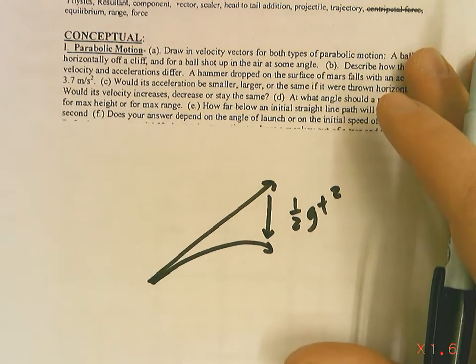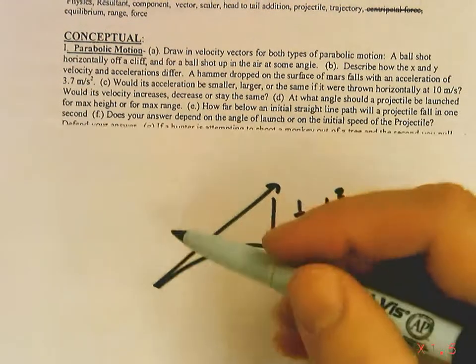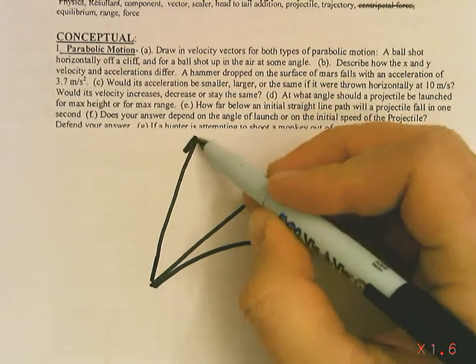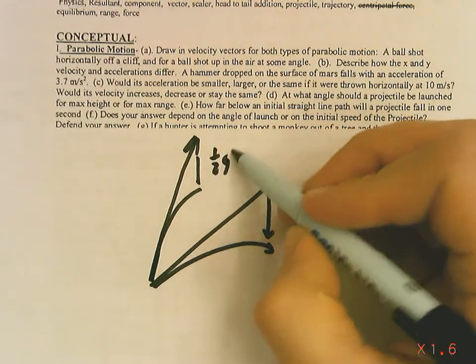Does your answer depend on the angle or the initial speed of the projectile? No, it doesn't. You could launch at a higher angle. Here'd be my straight line path then. You can see we still deviate by 1/2 gt squared.